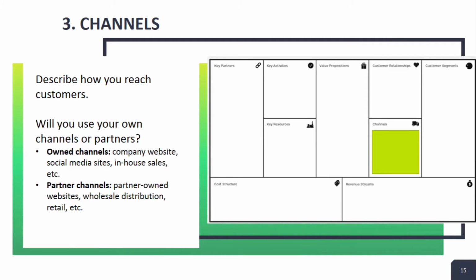Will you use your own channels or partners' channels? Own channels include company websites, social media sites, in-house sales, etc. And partner channels include partner-owned websites, wholesale distribution, retail, etc.